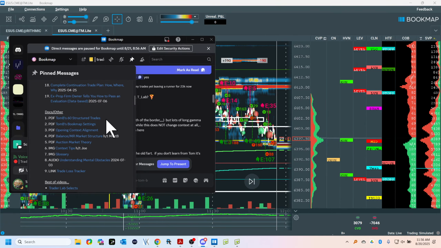You have to vet everything for yourself. The settings in Bookmap for me. Opening context. The open. What is that? How do you gauge the open and then the behavior? There's many different elements. So there is no plug and play, and this is not a shortcut. There is no such thing.